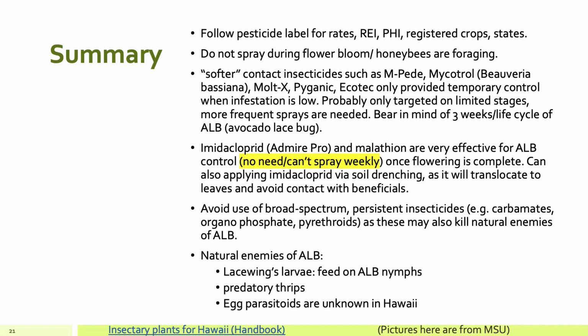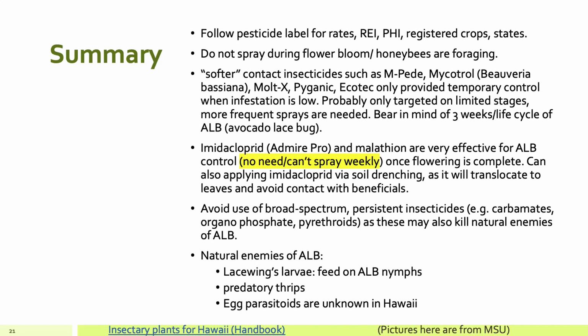So being cognizant of that when you're spraying, time of day and time of year, when your crop is in certain stages. Softer contact types of insecticides such as MP, Microtrol, Moltex, Pyganic, and Ecotec can provide temporary control when infestations are low, probably only targeted on limited stages. More frequent sprays might be needed. And then you want to take into consideration that there's a 3-week life cycle of ALB, so timing of application is pretty important. A lot of these products have to contact the insect, so you don't want to be spraying when they're in the egg stages.